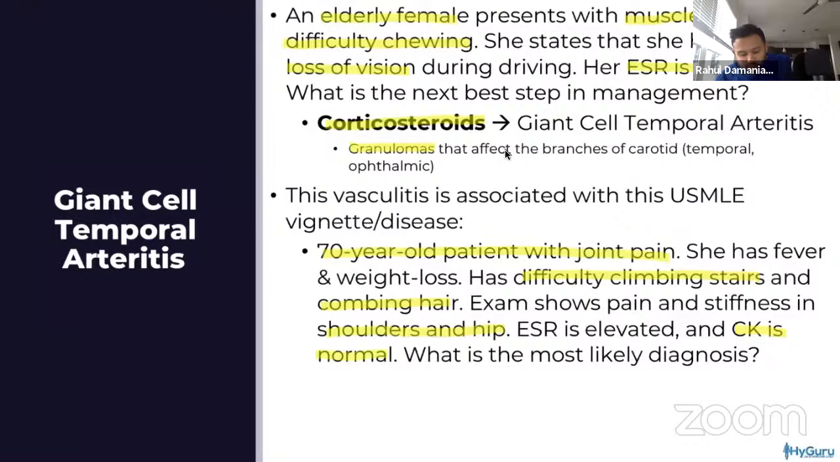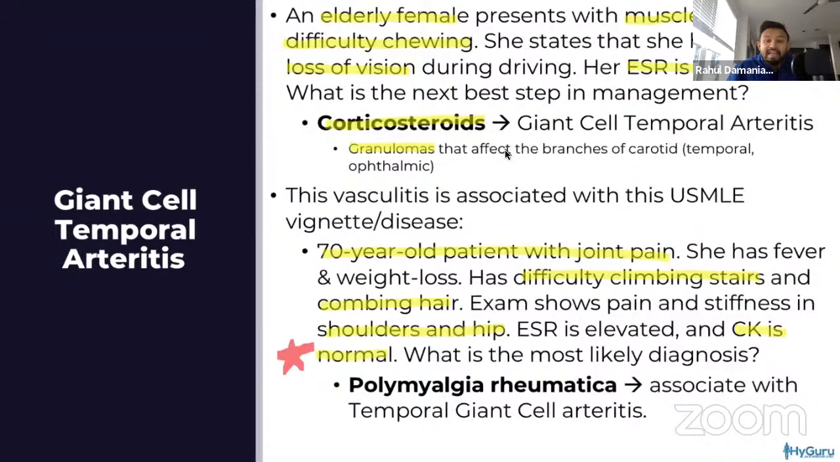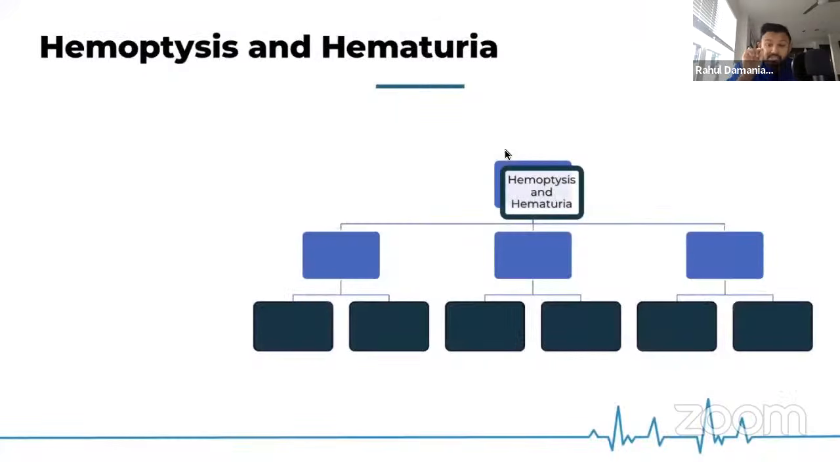Let's just pause right here. CK being normal, guys, this is an example in test question strategy of a pertinent negative. They want you to think about, hey, this is not muscle related, this is joint related. And this is the presentation of polymyalgia rheumatica, which is also associated with temporal giant cell arteritis. Watch for proximal joint stiffness.